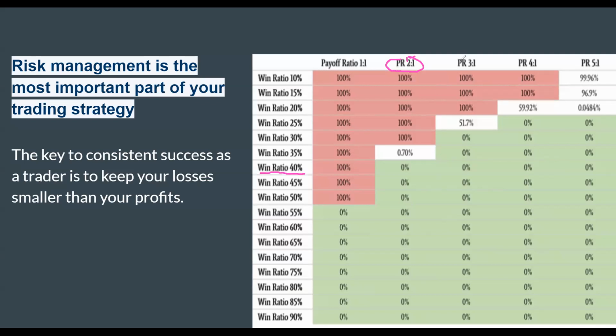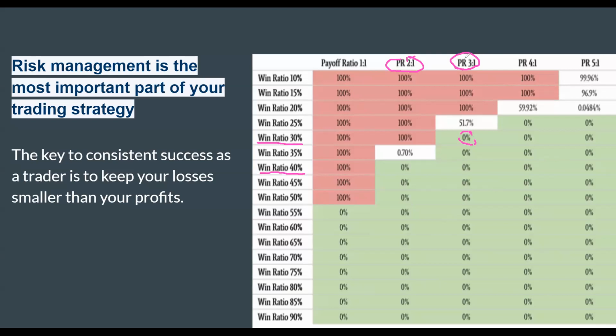Y'all feel me? Okay. Now, if you take the same exact scenario, but instead of a 2-to-1, you make it 3-to-1, so you're risking $10 to make $30, or you're risking $100 to make $300, all you have to do is maintain a win ratio of 30% to maintain profitability. Does that make sense, y'all? Okay. Does that make sense?